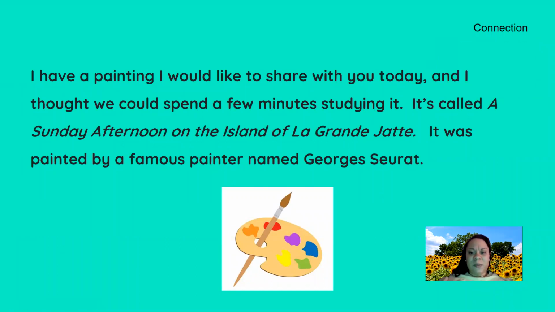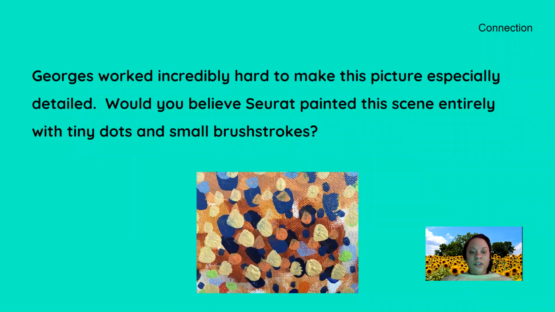And I thought we could spend a few minutes studying it, kind of just looking at it, breathing in the art. The art piece is called A Sunday Afternoon on the Island of La Grande Jatte. It was painted by a famous painter named Georges Seurat. Georges, I think that's French, worked incredibly hard to make this picture especially detailed. Would you believe Seurat painted his scene entirely with tiny dots and small brushes?